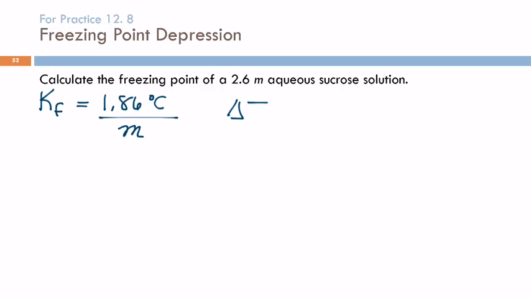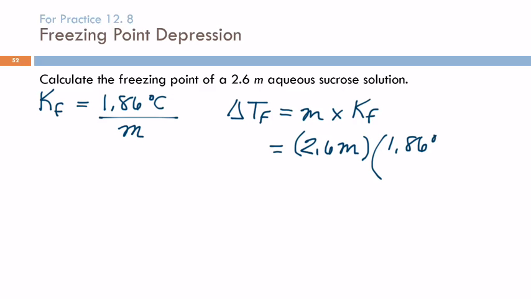So the change in freezing point equals the molality times KF. We were given the molality, 2.6 molal, and we're going to multiply it by that constant, 1.86 degrees Celsius per molal. 2.6 times 1.86 is 4.836 degrees Celsius.